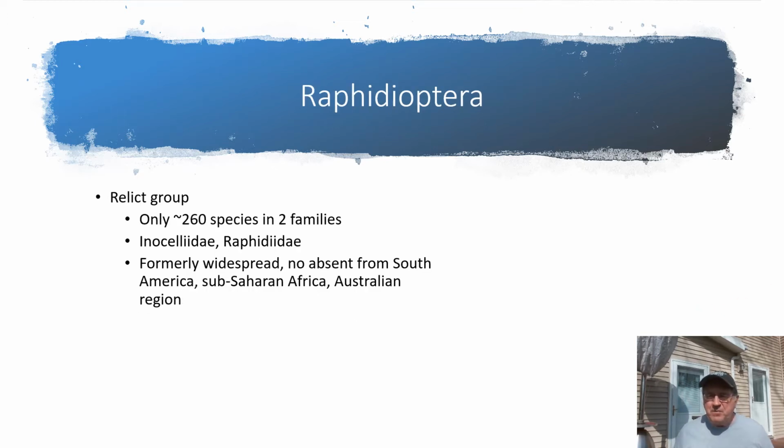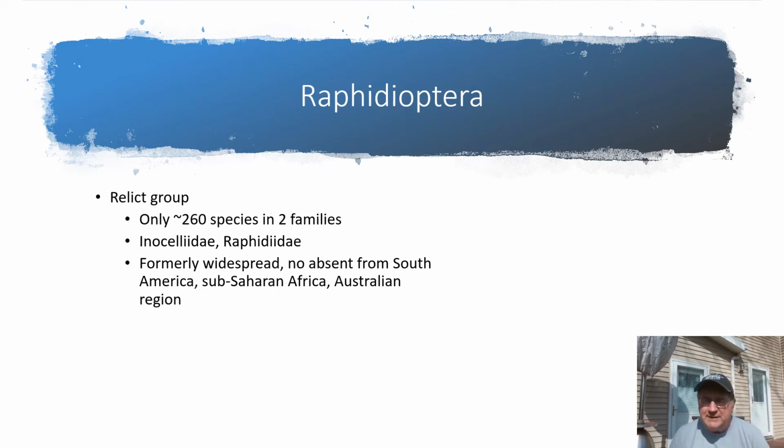So let's begin with the Raphidioptera, or the snake flies. This is pretty much a relict group. There's only about 260 species in 2 families. It's the only order, I believe this is still true, the only order of holometabolous insects that has been completely characterized in terms of its species diversity.